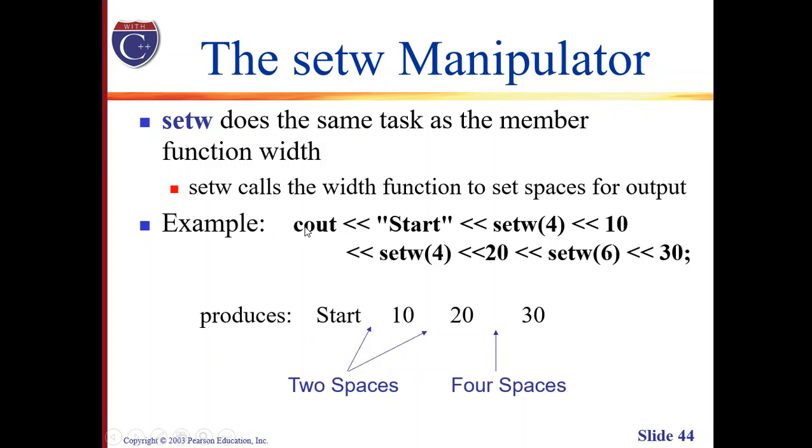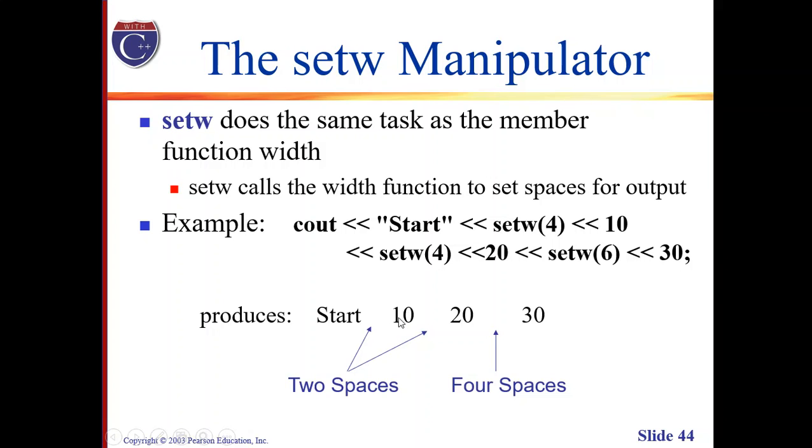For example, we would like to output the following. As you can see here, instead of calling the width function, we simply call the setw manipulator and provide the argument which specifies the width, or the number of spaces, that will be provided for the next output. For example, we would like to output the number 10, but prior to that, we set the width to 4. We would like to output the number 20, and prior to that, we set the width to 4, and so on. If we run this piece of code, the output will be the following.